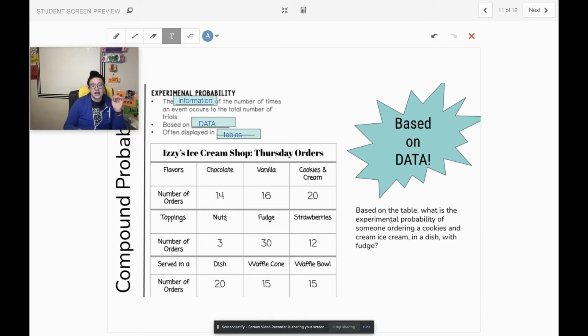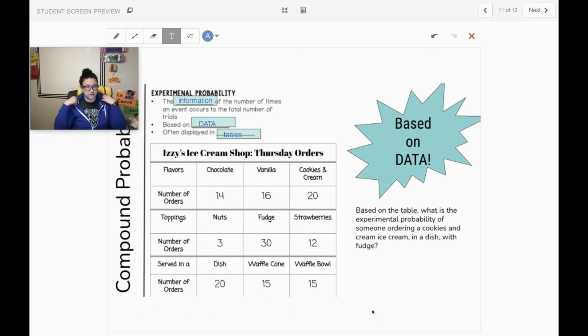That middle section has the different toppings, nuts, fudge, and strawberries, and you can see how many people ordered each of those toppings. And then on the bottom, it tells how many people got their ice cream in a dish, on a waffle cone, or in a waffle bowl. So now we have to use this data to figure out the probability of somebody ordering whatever kind of ice cream it is. We're going to go about it the exact same way. It's just finding the total is going to be a little bit different.